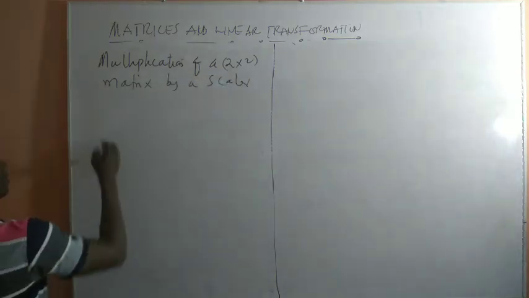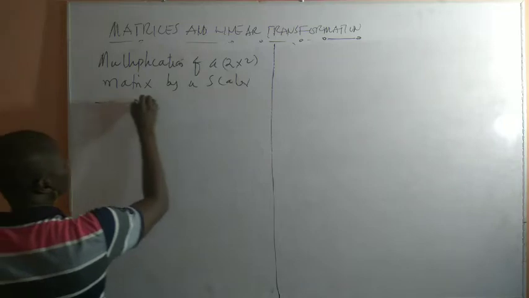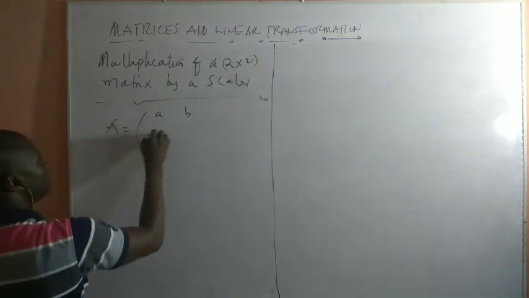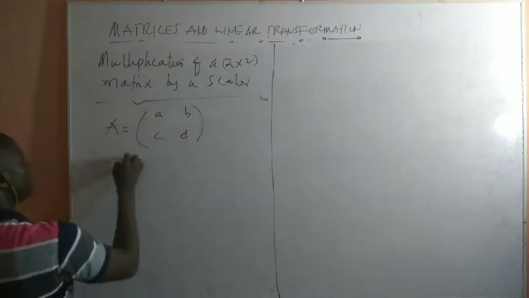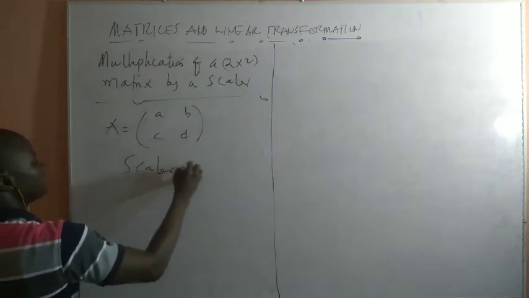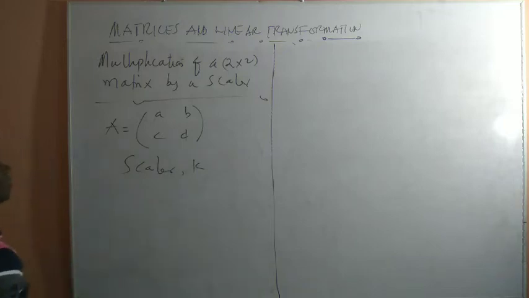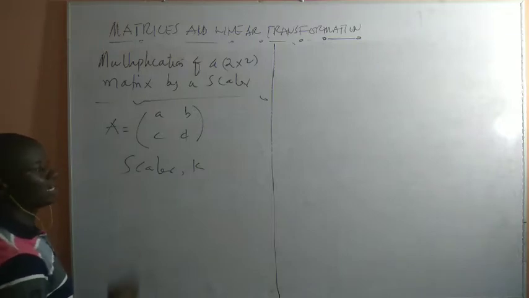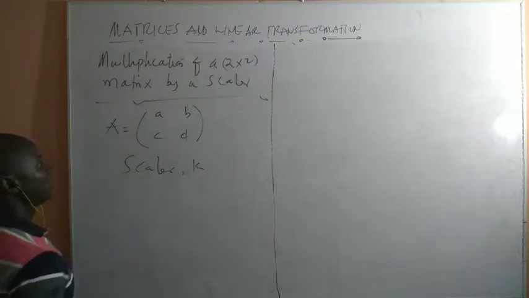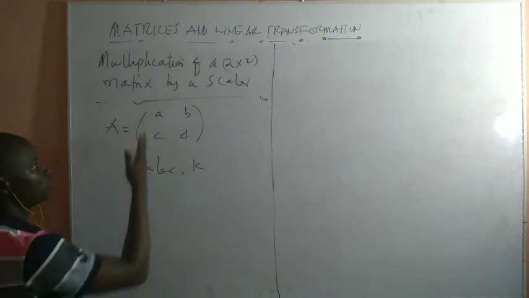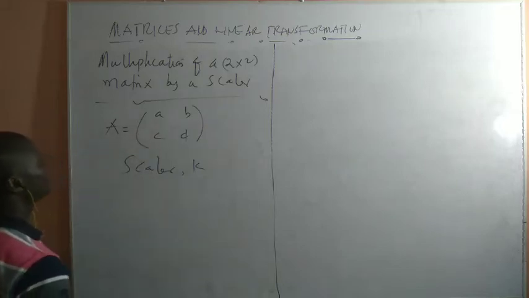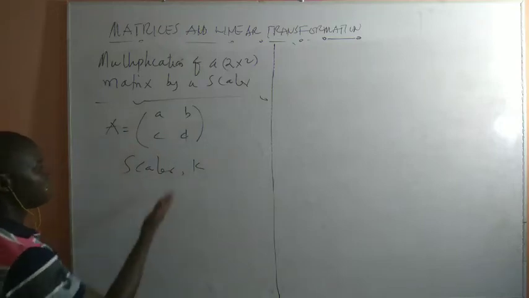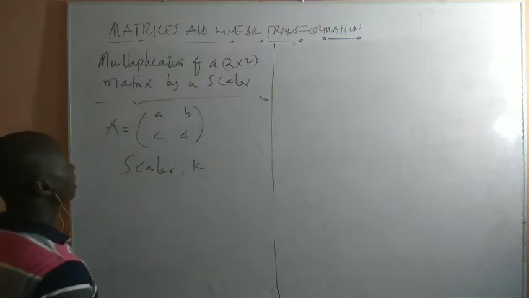Okay, so now let's assume that our matrix A equals [a, b; c, d], and we are given the scalar, say, k. Now our matrix A is [a, b; c, d], and this is a 2 by 2 matrix. I guess by now you know that this is a 2 by 2 matrix. The number of rows here is 2, the number of columns is 2. So we are looking at how we can multiply a 2 by 2 matrix by a scalar. The scalar is the constant.